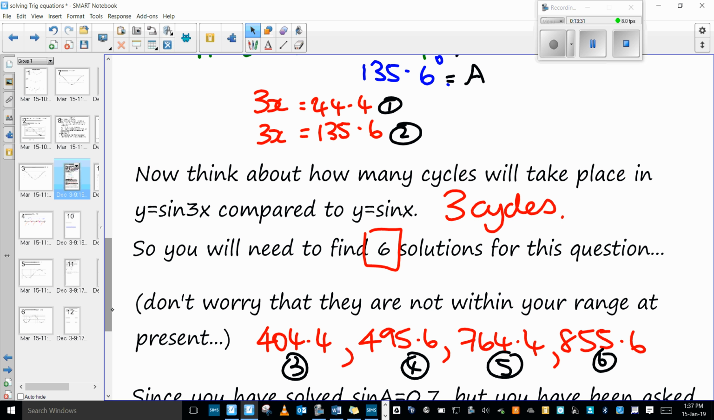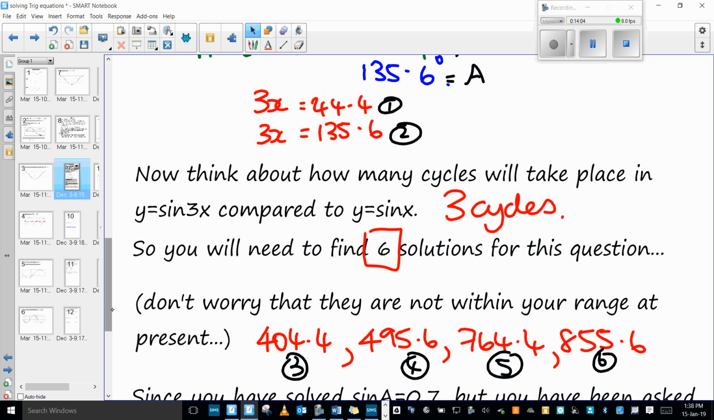Now, a question for you. If we'd been solving cos 2x, how many solutions would we have needed to find? 4. We would have found our 2 initially, and then added 360 to both of those once, so we would have ended up with 4 numbers. Then we would have divided those 4 numbers by 2 instead of 3. So you double the number in front of the x to get the number of solutions.